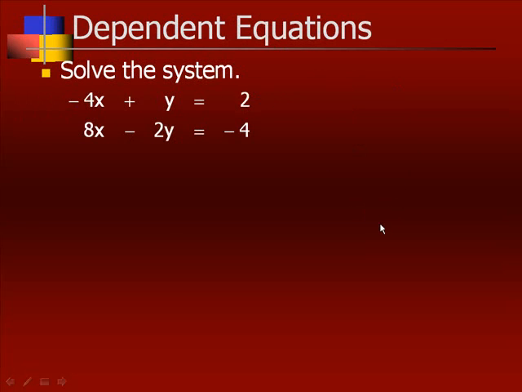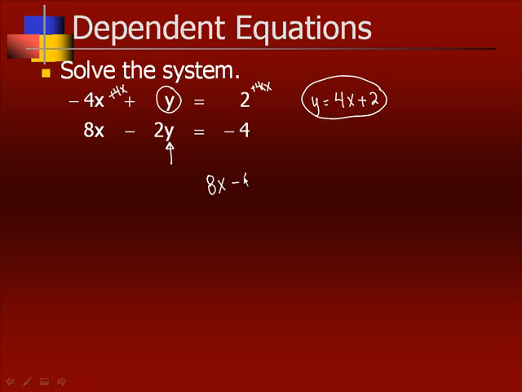Now this one, even though we've already got standard form, let's try the substitution method. This y right here would probably be a good one to solve for. So we're going to add 4x to both sides, so we get y equals 4x plus 2. Now this is what we're going to substitute into the other equation in place of y.